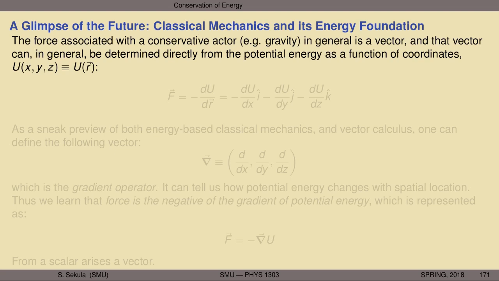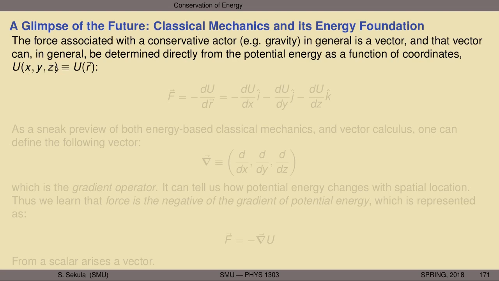The potential energy of a ball held above the Earth is much higher at a higher altitude than it is at a lower altitude. So we already have some intuitive sense that potential energy can vary with position. In general, in three dimensions, I might write this as U as a function of r vector, where r vector contains three components, x, y, and z.